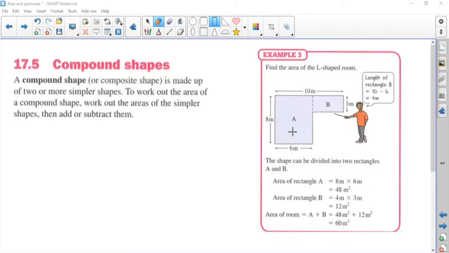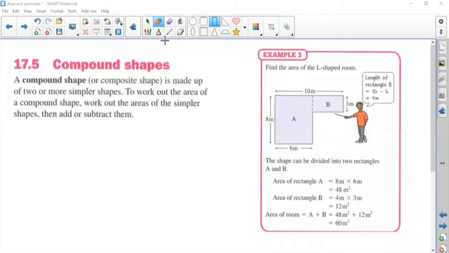So in this figure, this one is an L-shaped figure. If you want to find the area of this one, you have to split it or divide it into two rectangles. One of the rectangles will have the dimensions 6 by 8, and the area will be 6 times 8, 48. And this smaller rectangle, the rectangle B, will have the dimensions 3 and 4. The whole length is 10. If I take 6 on this side, because it is a rectangle and the opposite sides are congruent, 4 will remain here. So it is 4 times 3, 12. So the total area will be 48 plus 12, 60.